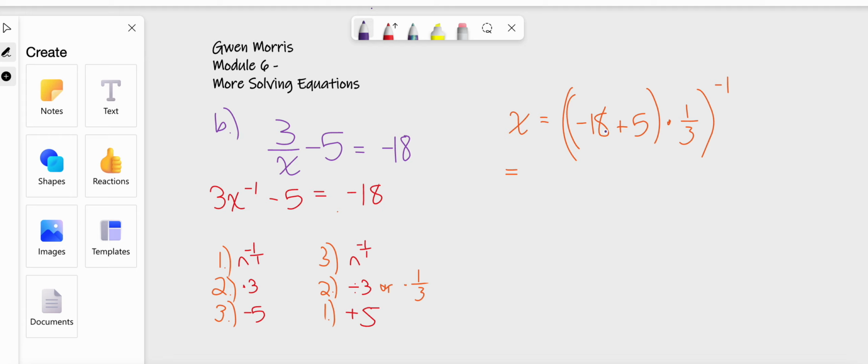So when I did it originally, I added negative 18 to 6 instead of 5 in my head. So I'm just correcting this here as I go on, since I didn't actually write it that way yet. So negative 18 plus 5 would be negative 13. And we have times 1/3 to the negative first power.